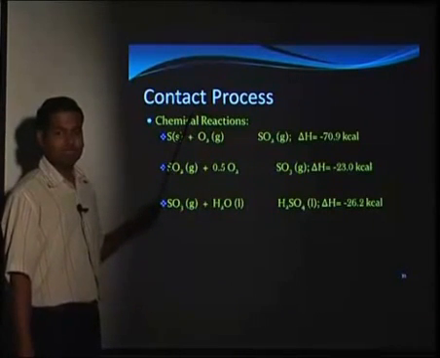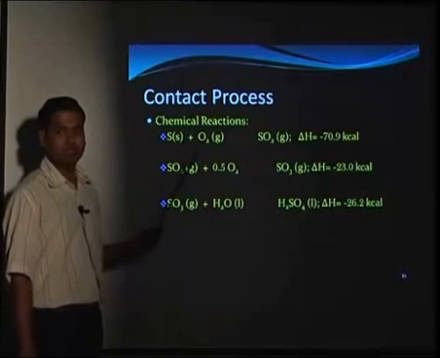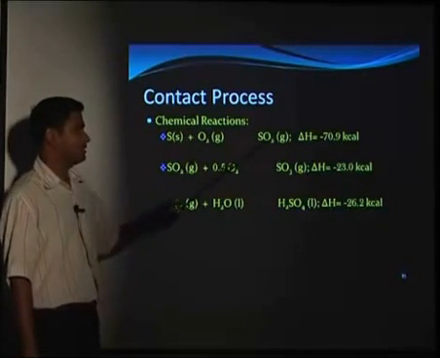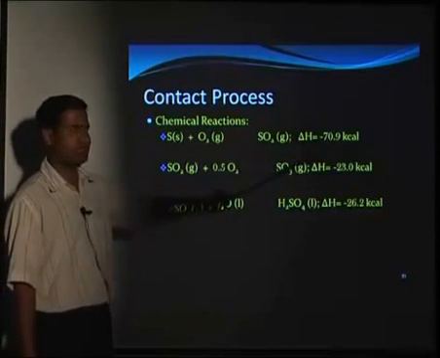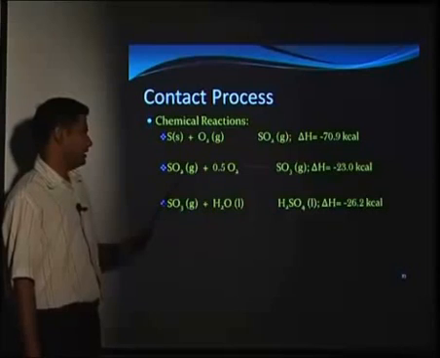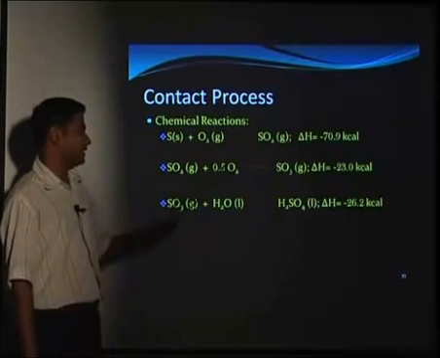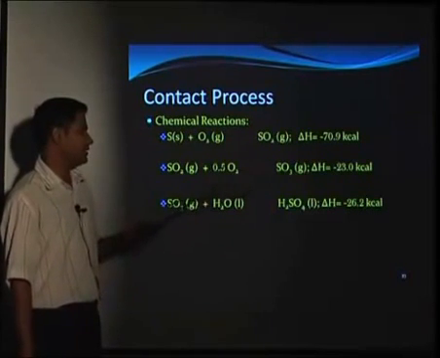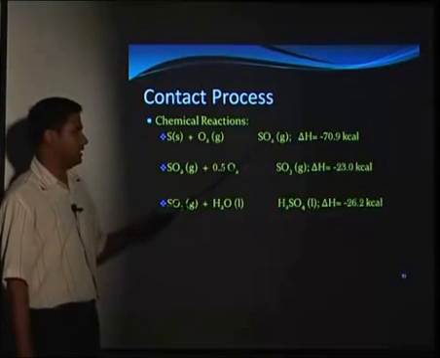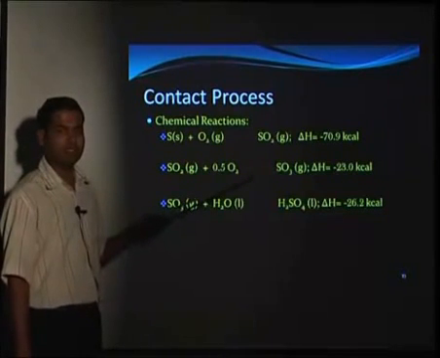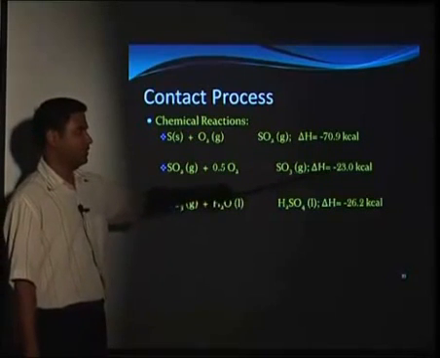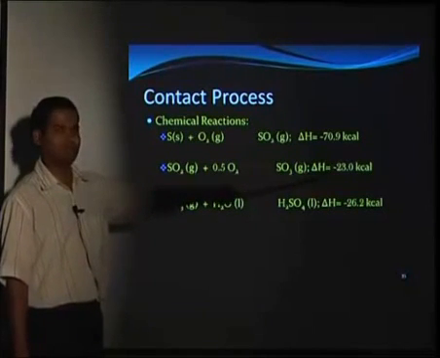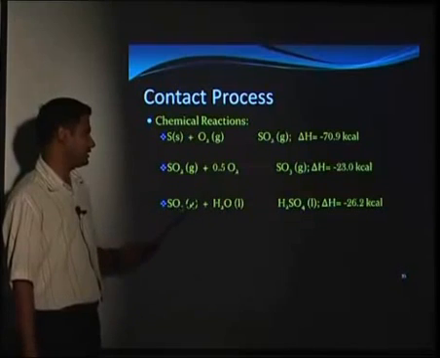Then if you see the contact process chemical reactions, first the sulfur reacts with oxygen, giving sulfur dioxide. This is an exothermic reaction, and heat is evolved over here. Then that sulfur dioxide is converted to sulfur trioxide with the reaction of oxygen. And here we are using vanadium pentoxide as a catalyst. Again it's an exothermic reaction, with heat around minus 23 kilocalorie per mole of the reactant.